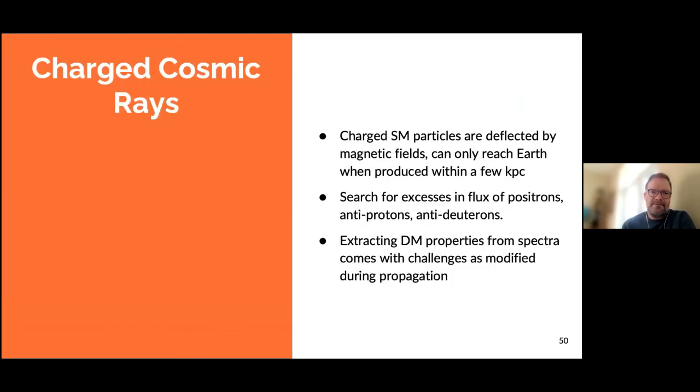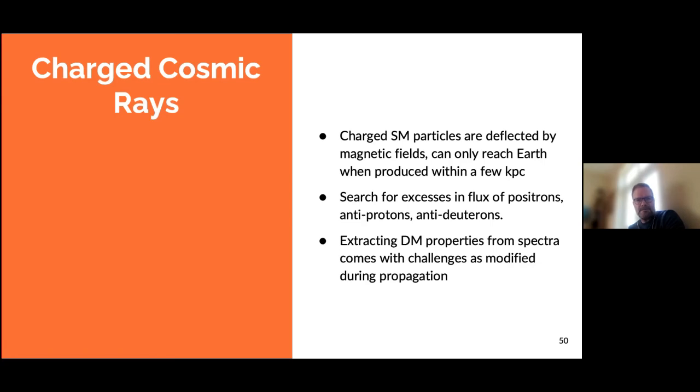Okay, so that was neutrinos, and then what is left is charged cosmic rays. Unlike neutrinos and photons, they get deflected by magnetic fields, and so they really can only reach the Earth when produced within a few kiloparsec without being modified too much or absorbed or something like that.